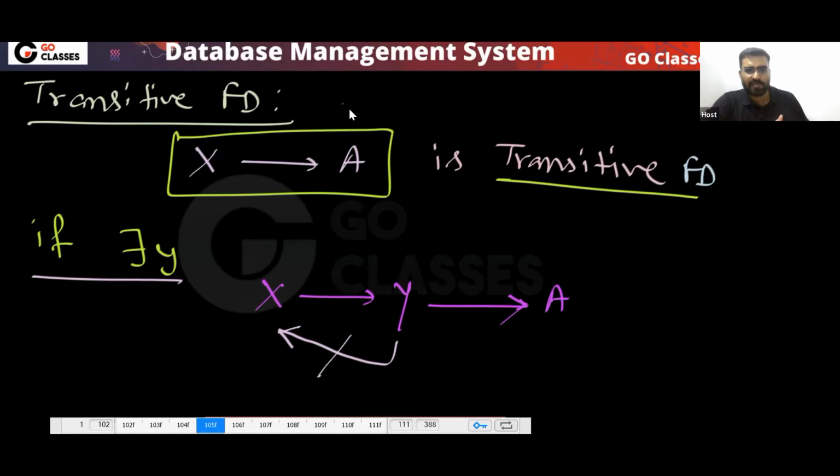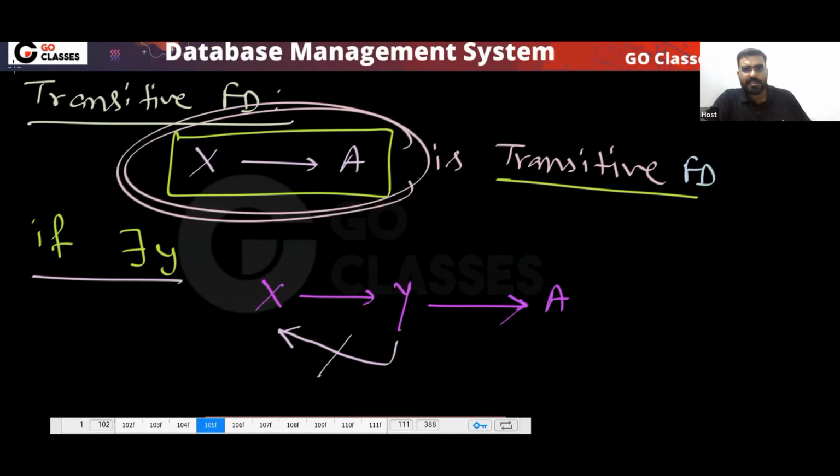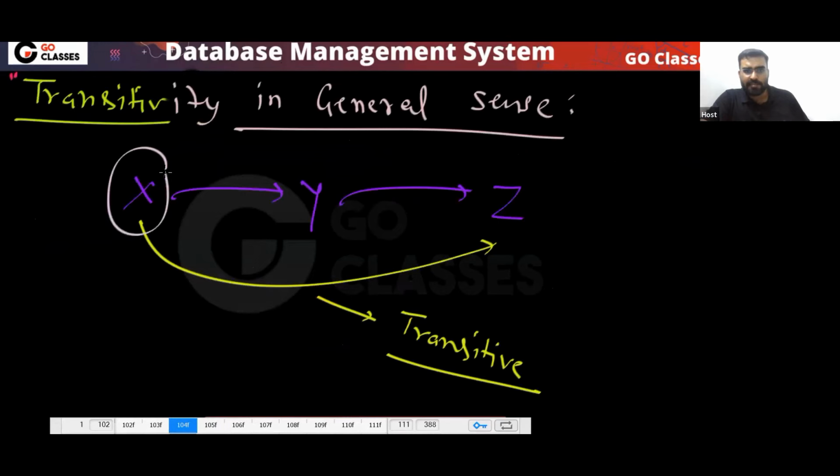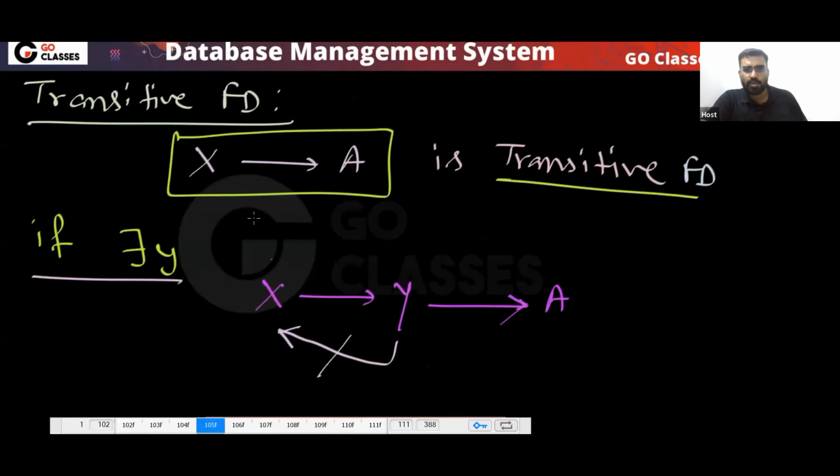Very simple definition. X determining A is a transitive FD. When can I say this is transitive FD? Like X determining Z. This is transitive if there is a middleman. So you can notice this is the definition. Now Nikhil is asking, can A determine X? You tell me, Nikhil. This is the complete definition.